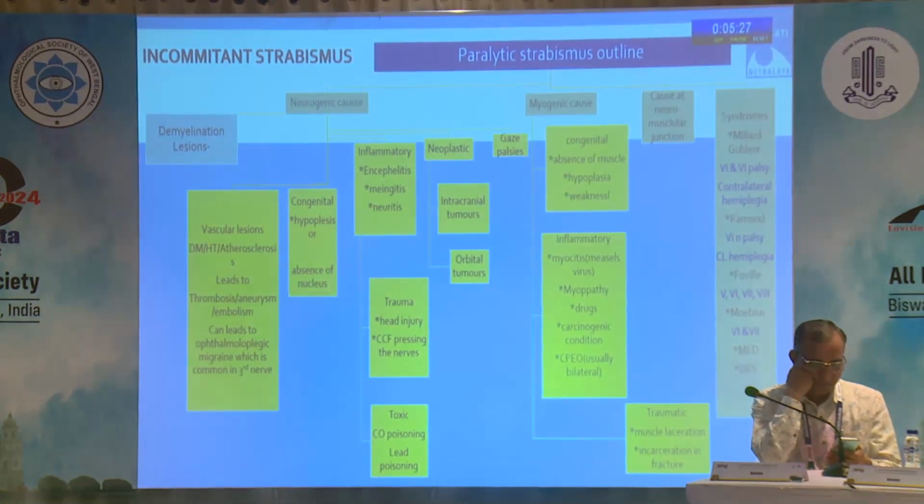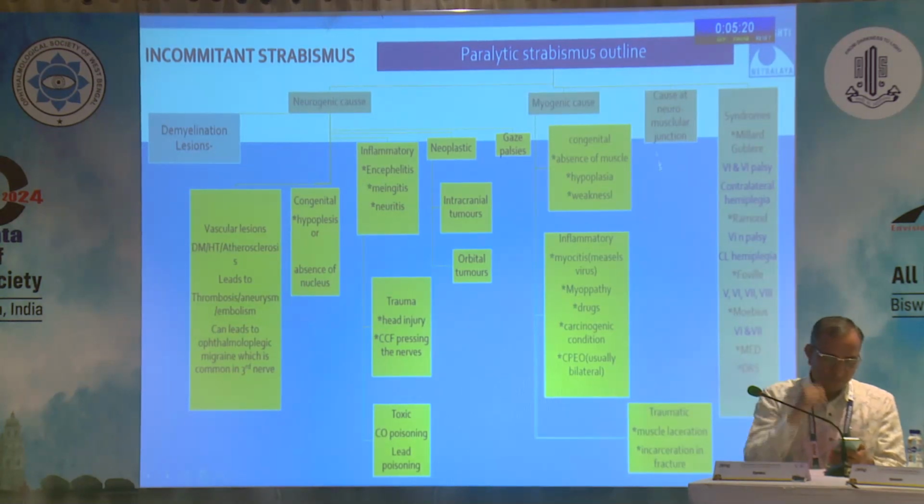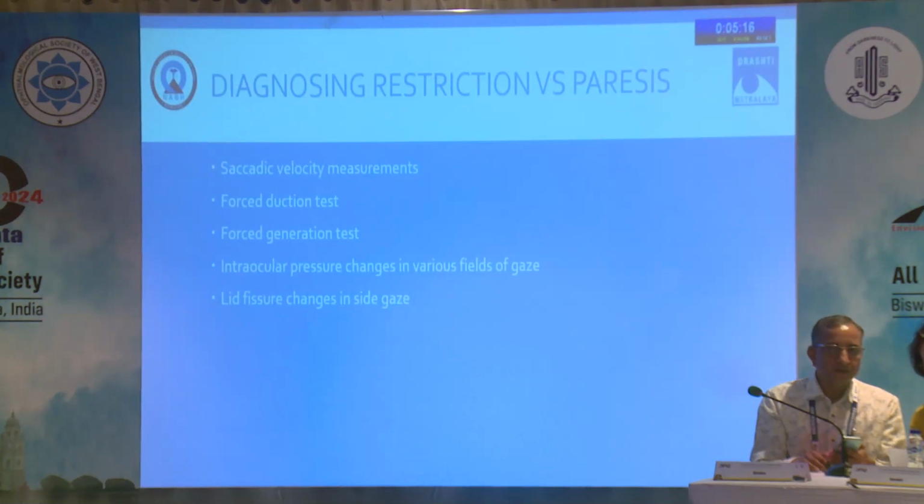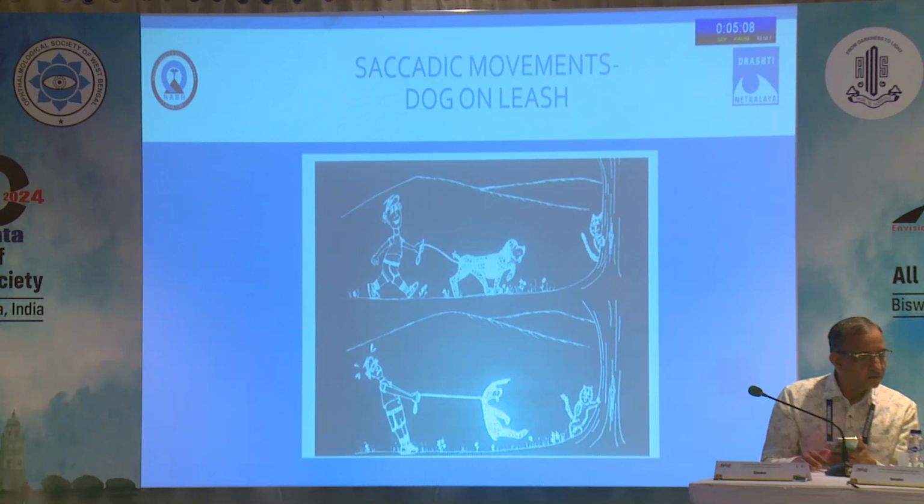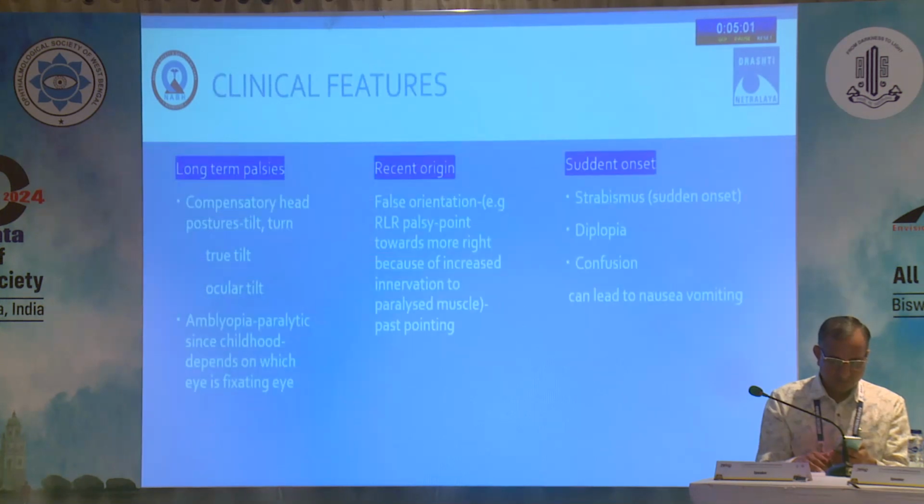And we all know how paralytic strabismus can happen. What are the causes? Demyelinating, neurogenic cause, myogenic cause, at the neuromuscular junction, and the syndromes. So the first thing we should do is saccadic velocity measurement, force reduction test, force generation test, intraocular pressure changes in various fields of gaze. We all know about saccadic movement. The first and foremost thing is history whenever you are dealing with paralytic strabismus.